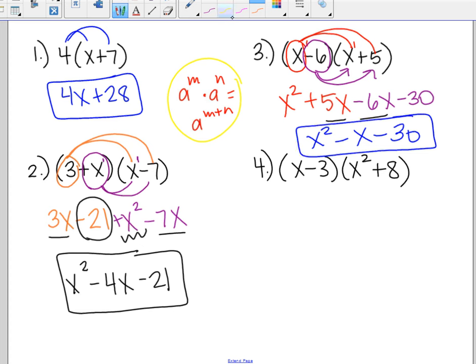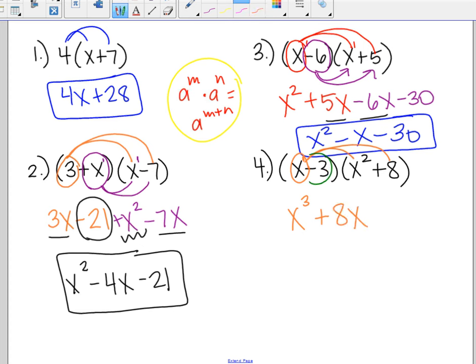Okay. And then the last one, same process. We're going to start with the x, distribute it to the x squared and to the 8. So now this is an x squared. Well, x times x squared, again, we're focusing on that exponential property. This is x to the first. X to the first times x to the second, you add your exponents and get x to the third. X times 8 is a positive 8x.